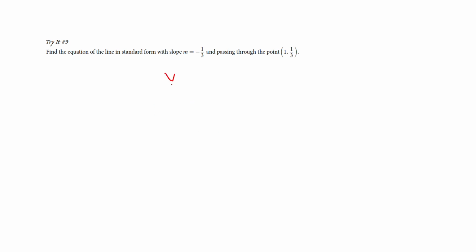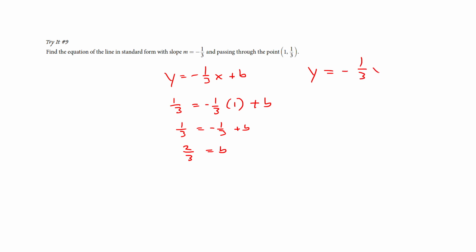Okay, we're going to do this again. Pause the video if you want to try it on your own. Here's what I've got so far. I'm going to plug in the point to solve for b. I didn't show everything, but I'm just adding 1/3 to the other side. So now here's my b, and my slope-intercept version of the equation is this.